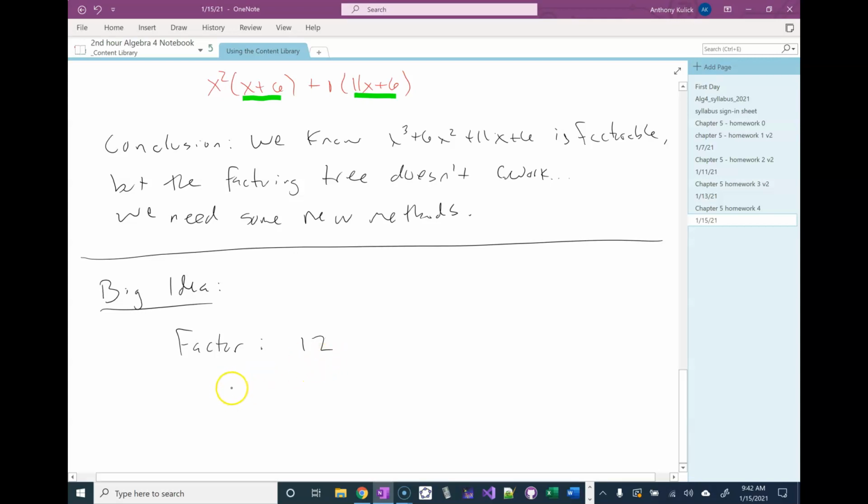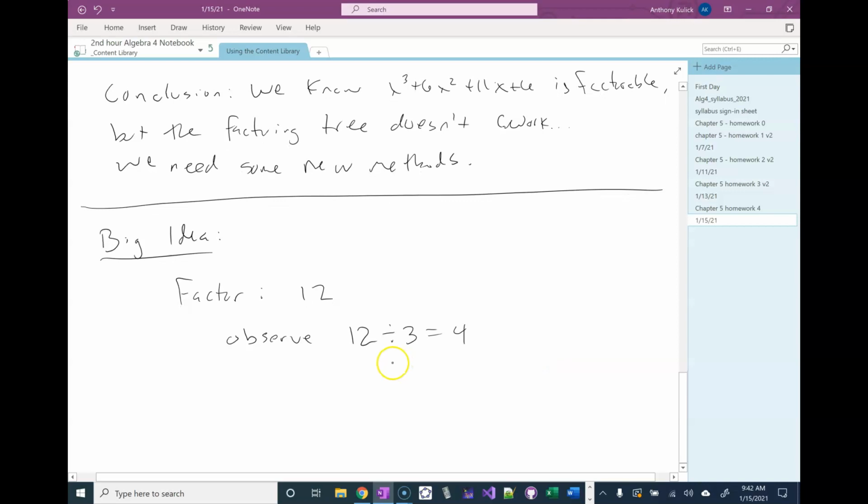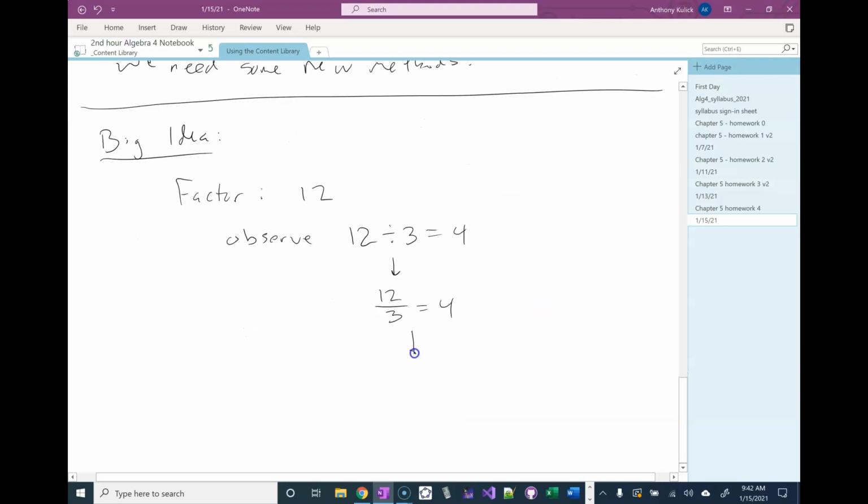Well, you could observe that 12 divided by 3 is equal to 4, right? Now, 12 divided by 3 is the same thing as 12 over 3, right? Since fractions and division are the same thing. And if we multiply both sides by 3, then I get that 12 is equal to 3 times 4. This, at least, is a partial factoring of 12, right?